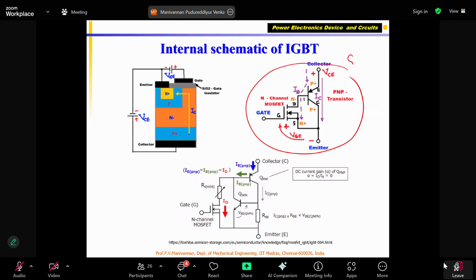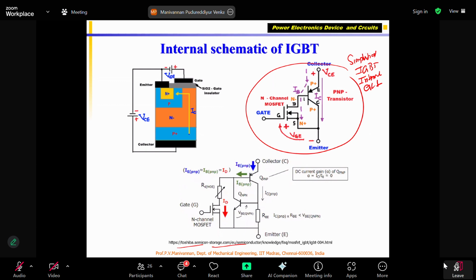Next thing what I want to show is, please note that this is a simplified diagram, a simplified IGBT internal circuit. I got one more because you can find different books, internet, all those things. The other one was this one. I got it from Toshiba. They are also making IGBTs.